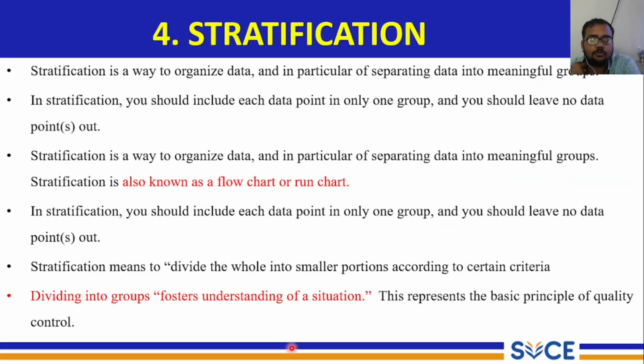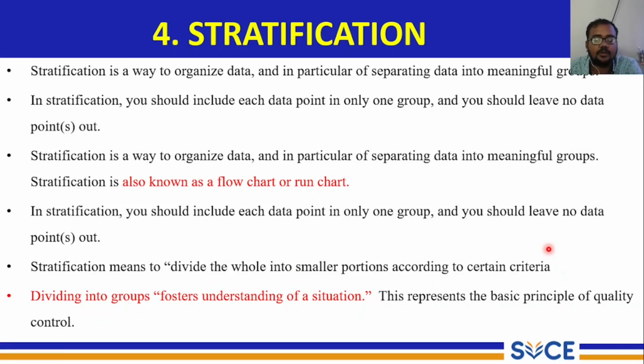The fourth one is your stratification, which is also called a process flow chart. There is a name, of course. The first line we have mentioned it has to be a process flow chart, but it is also called a flow chart or a run chart. It helps in a way to organize the data, and more particularly categorize the data into a particular sort of groups, right? So what in general stratification refers to is dividing the whole into smaller portions according to certain criteria, and that criteria is depending upon their requirement, what kind of analysis they are going to be doing, and what output they are going to be expecting.